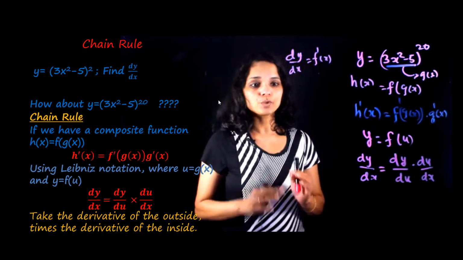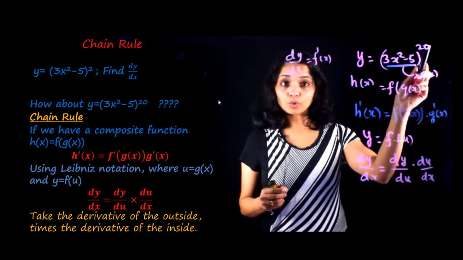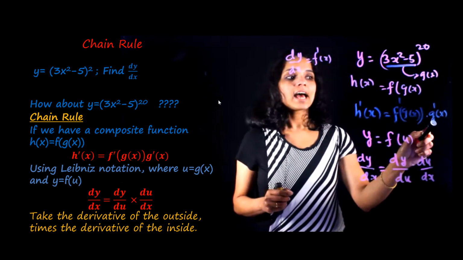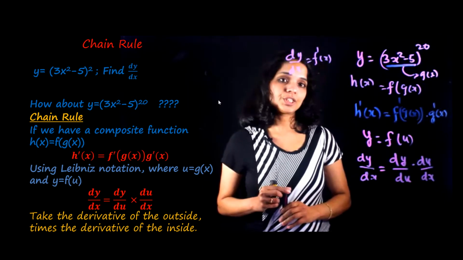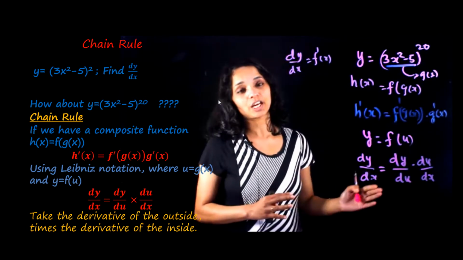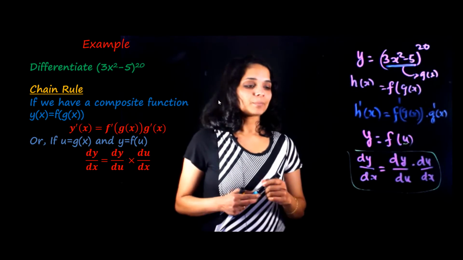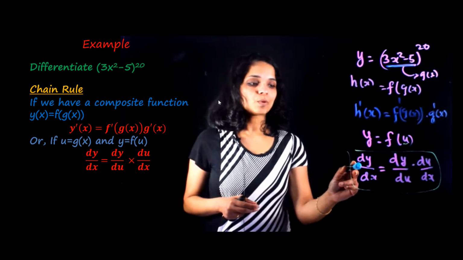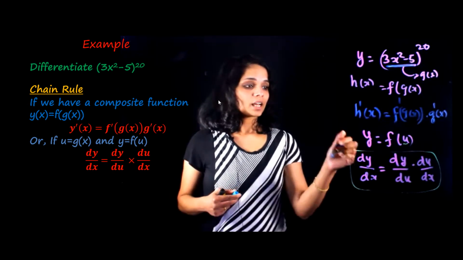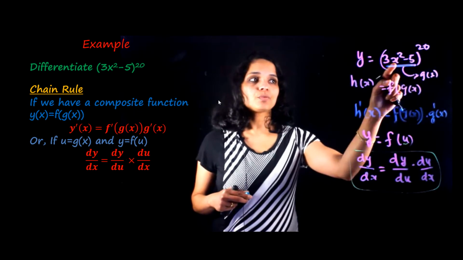So basically what we do here is take the derivative of the outside function, that's the power function to the power 20, that's dy on du or f dash of g of x, and then we take the derivative of g, the inside function. This is the basic method that we follow in the chain rule. So let's do this example in detail using the chain rule. Let's use this equation, dy on dx equals dy on du times du on dx. For that, we have u is g of x, that's this function.